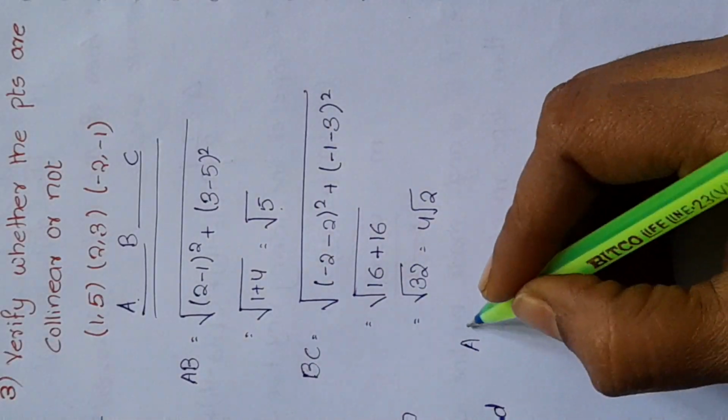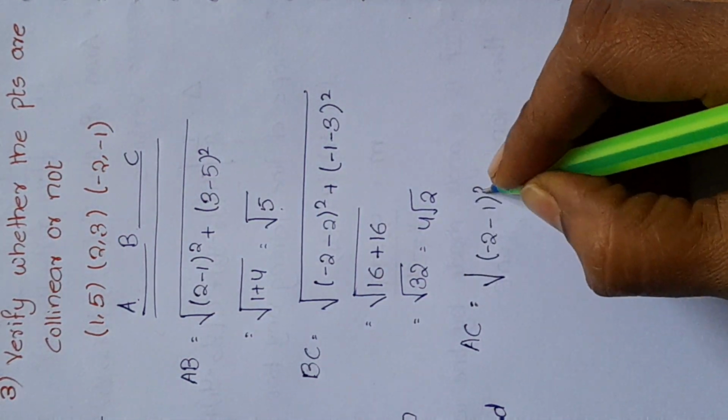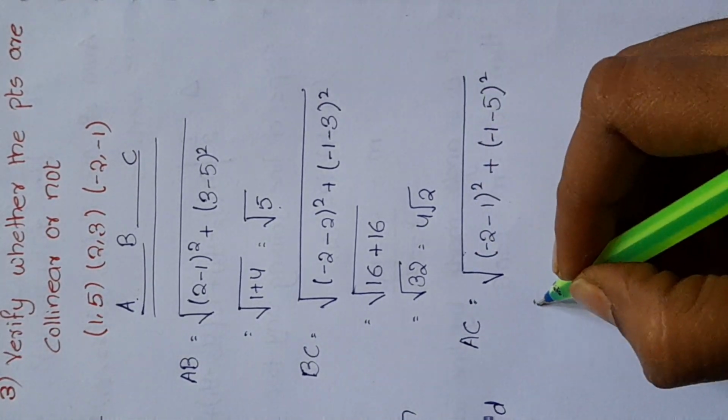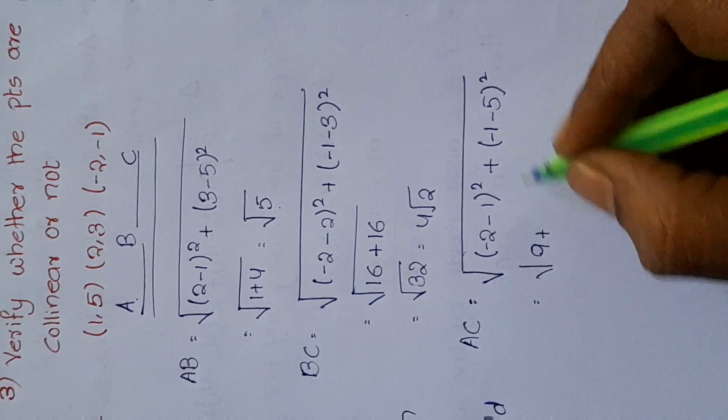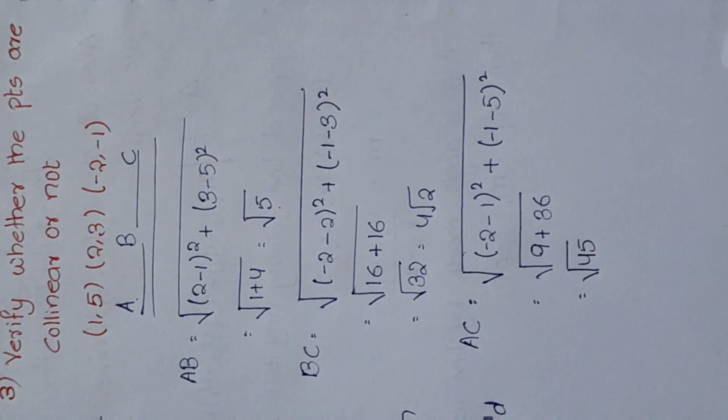Now find the distance between points A and C by using the formula: minus 2 minus 1 whole square plus minus 1 minus 5 whole square, which is equal to 9 plus 6 square is 36. We get this as root of 45.